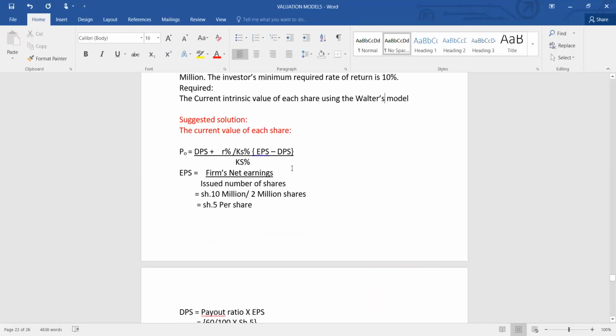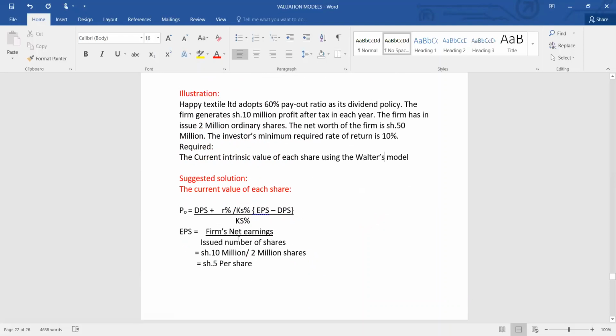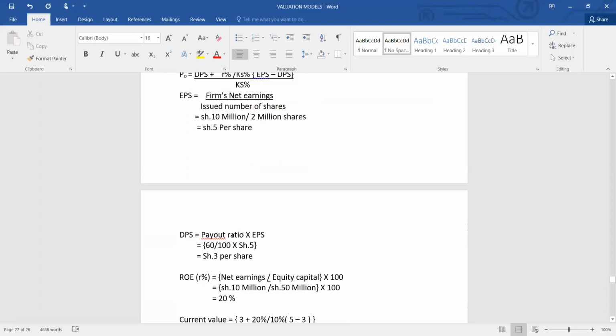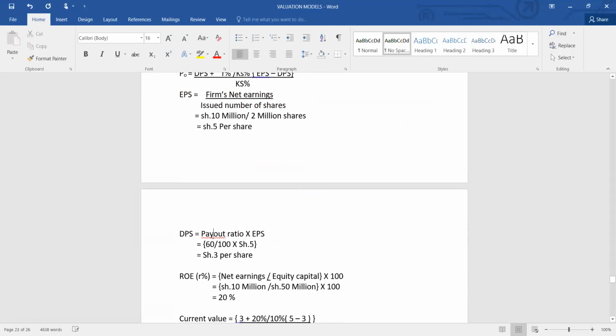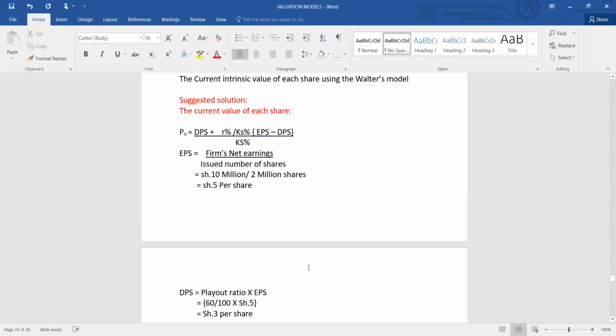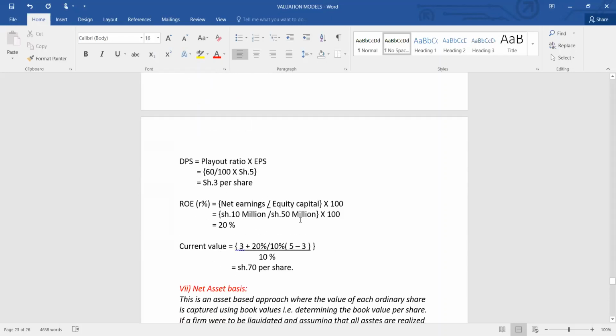So the formula I've already given you. What you need to look for is earning per share. The formula for earning per share is net earnings over the issued number of shares. You can see from the question, the net earnings are 10, number of shares 2. So obviously earning per share should be 5. Once you have got earning per share, the firm adopts a 60% payout. Therefore, dividend per share is 60% of the earning per share. That should be 3 shillings. Payout is the proportion of earnings shared as dividends.